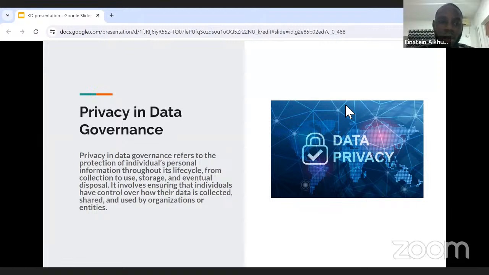Privacy in data governance refers to the protection of individual personal information throughout the life cycle, from collection to use, storage, and eventually disposal. It involves ensuring that individuals have control over how their data is collected, shared, and used by the organization or entity. So that's how privacy works. Basically, it is the protection of individual personal information throughout the life cycle, from the time of creation to the time it's deleted and no longer in the system.